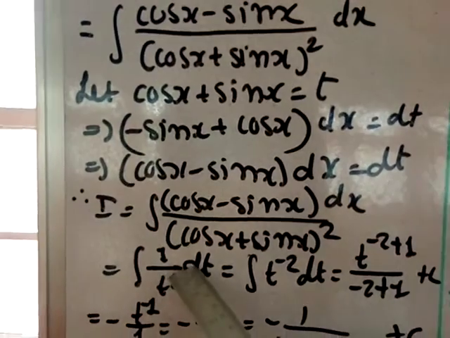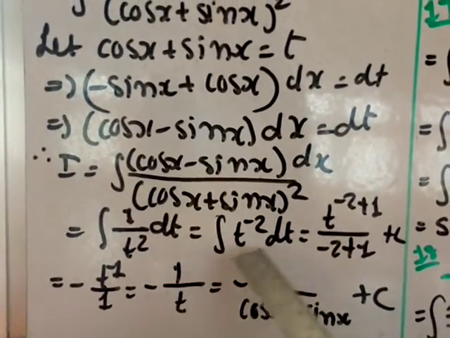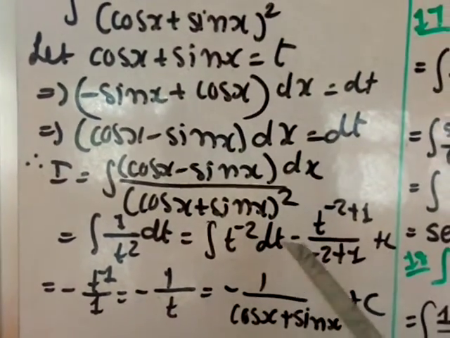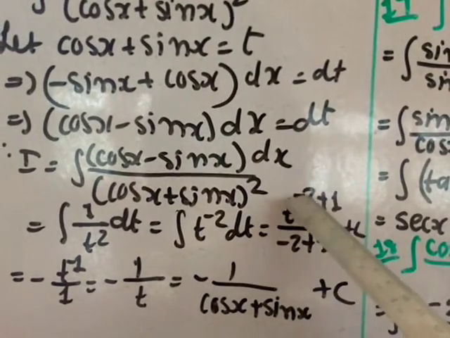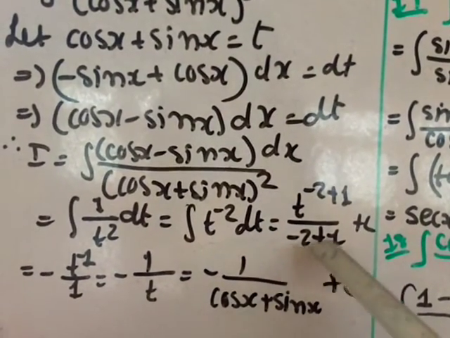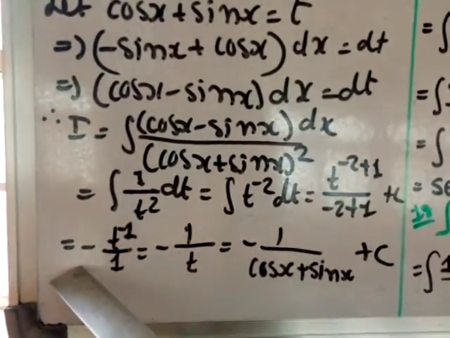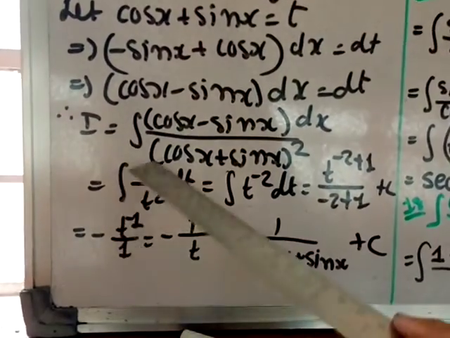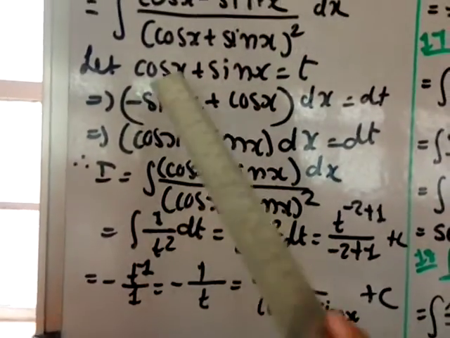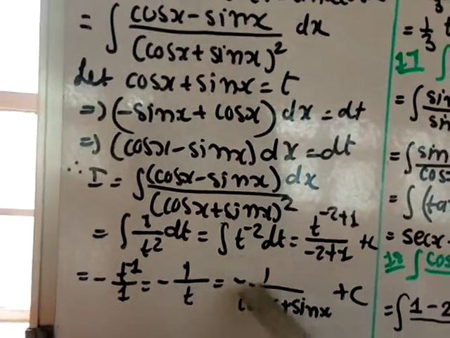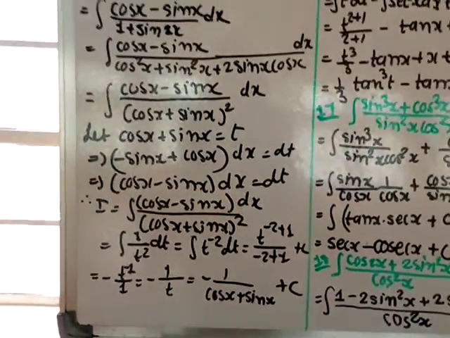Put t square because the square is there. Taking t square in the numerator, it becomes t power minus 2 dt. Use the formula: integral of x power n is x power n plus 1 divided by n plus 1. So t power minus 2 plus 1 divided by minus 2 plus 1, so t raised to minus 1, and here also minus 1. So minus t power minus 1, taking it in the denominator, it becomes minus 1 by t. Put the value of t back, cos x plus sin x, so minus 1 by (cos x plus sin x) plus c. That is the answer for question number 14.